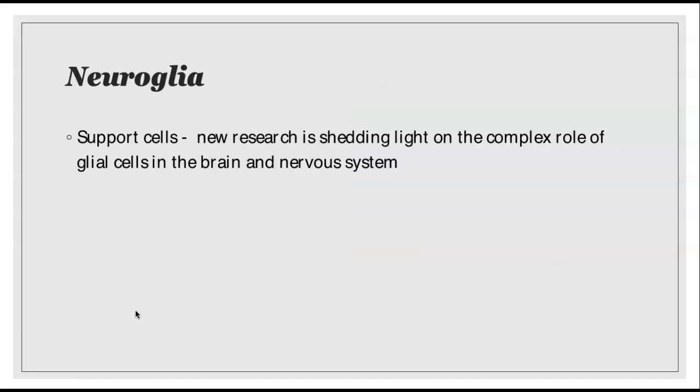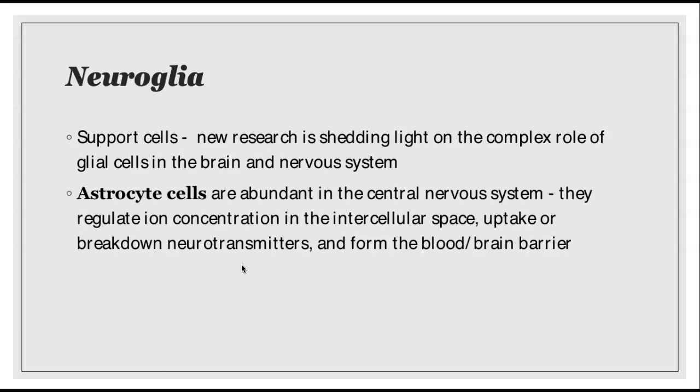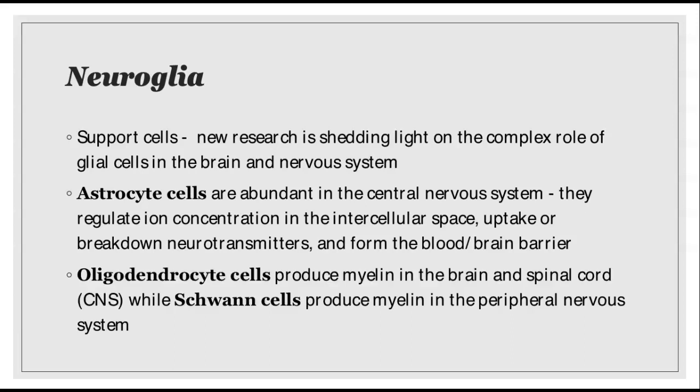Let's talk about the neuroglia. There are, like I said, support cells, and new research is shedding light on the complex role of the glial cells in the brain and the nervous system. We have cells called astrocytes, and they're named because they look like stars, so that's what astro means. They are abundant in the central nervous system. They are said to regulate ion concentration in the intercellular space. They take up or break down neurotransmitters, and they help form the blood-brain barrier.